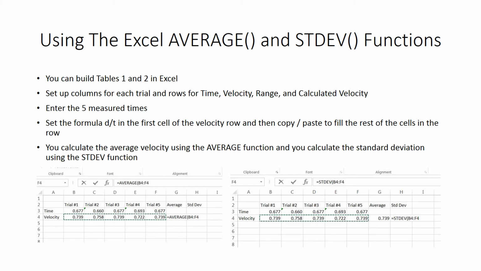Then, in the next column to the right, you can start to type equal STD, and by the time you get that far, the list of functions will be up and you can pick standard deviation, which is STDEV. There are many standard deviation options. You want to pick the one that says STDEV. And then again, you select the 5 cells that have the velocity data in it. And you can see it says STDEV B4 to F4 in the picture below. And when you hit the return, it will calculate the standard deviation.